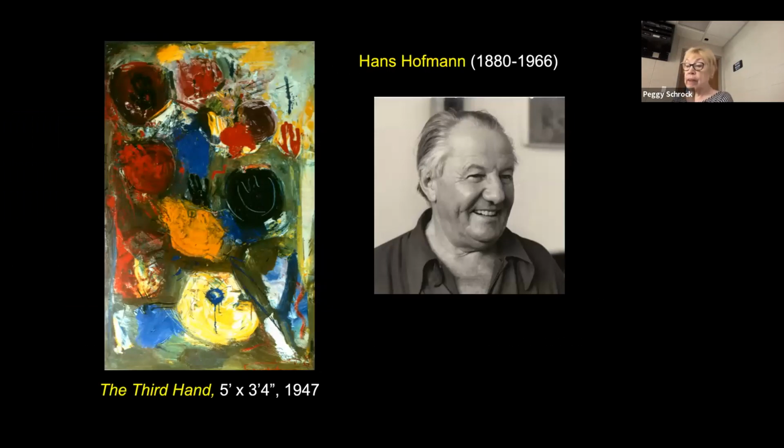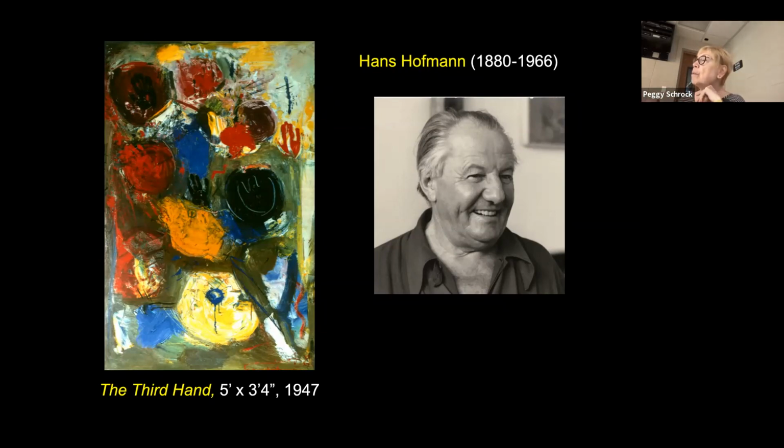Hans Hofmann was a very, very important bridge. He is known as a great teacher, and he taught in Europe. He's a German artist, and he ran a school in Munich for a long time. First of all, he was in Paris early in the century. He knew and interacted with the Fauves, the Cubists, all of them there.